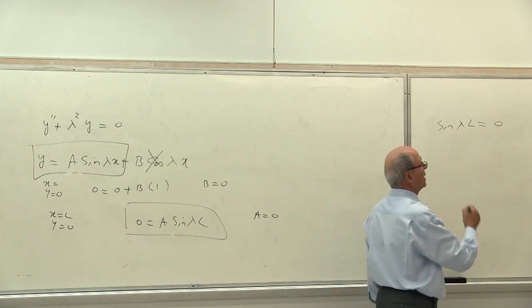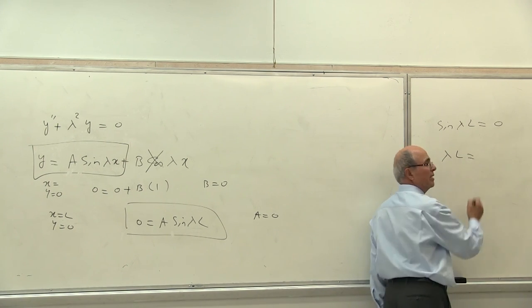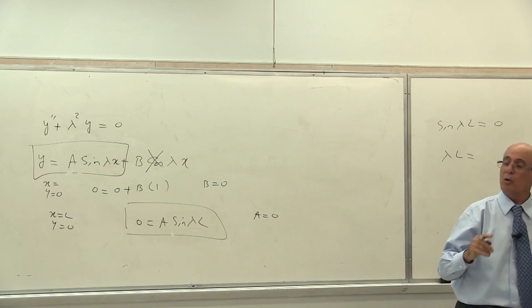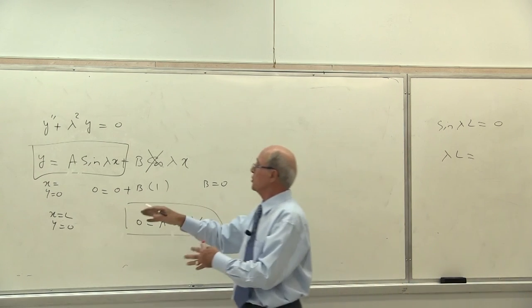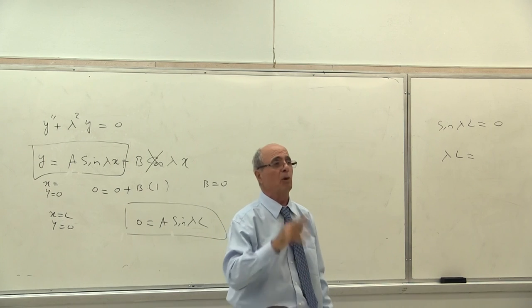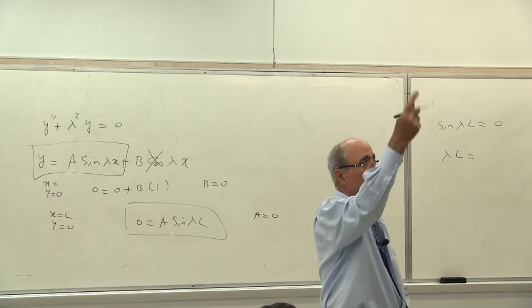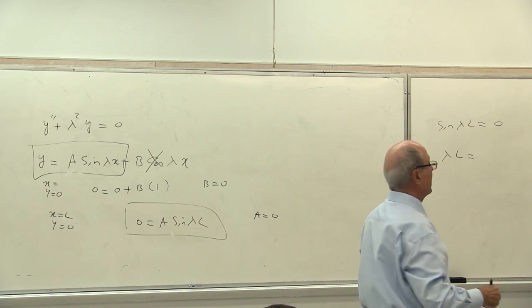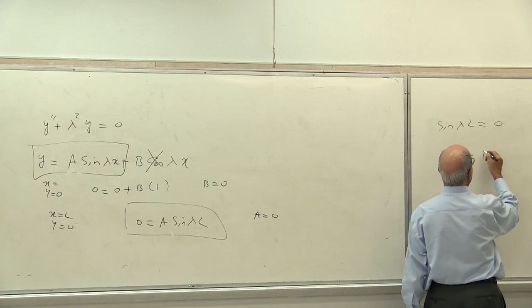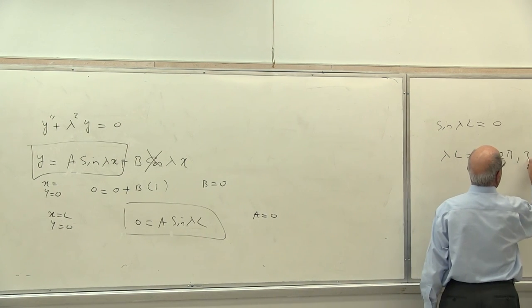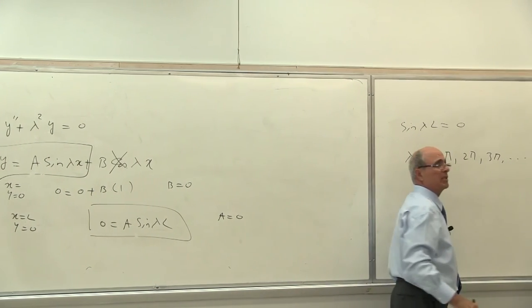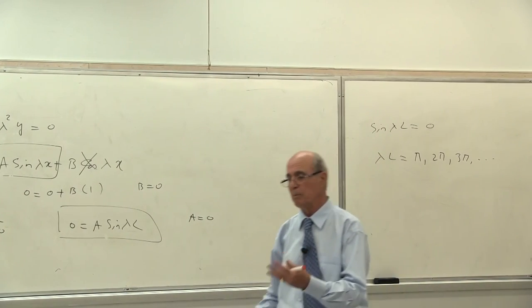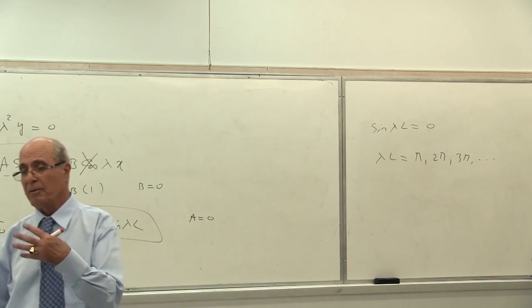What's the value of lambda L? Lambda L equal to, again, 0, which gives me everything 0 like before, no problem. Or lambda L, the next one, becomes equal to pi, yes or no? Lambda L equal to pi, and 2 pi and 3 pi, all of these are the answer. We call this a mode of the buckling or mode of the vibration.